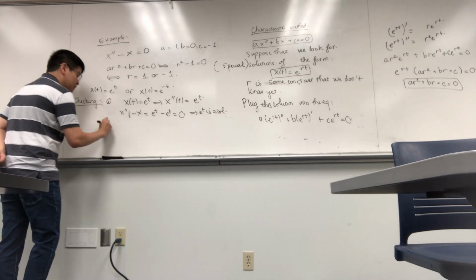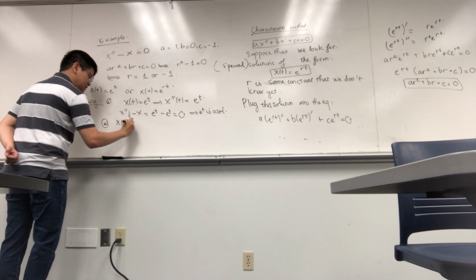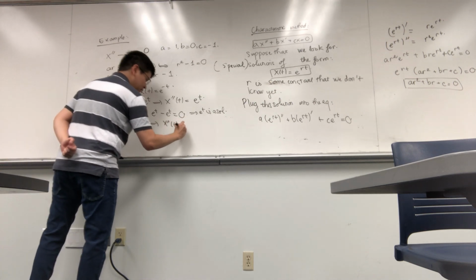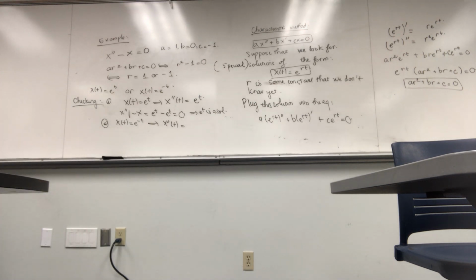So let us check the second solution, which is x(t) is e to the power minus t. What is x''(t)? Yes? Negative e to the negative t? No. Just take the derivative twice.